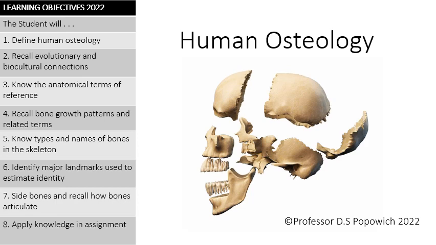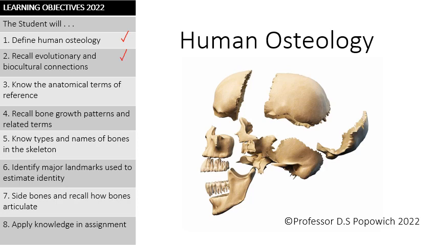Let's start out with our learning objectives. We want to be able to define human osteology in this module. We've looked at that. We do have those definitions, so that will reappear. We're going to talk a little bit, and we want to be able to recall our evolutionary and biocultural connections that we see in the skeletal system.